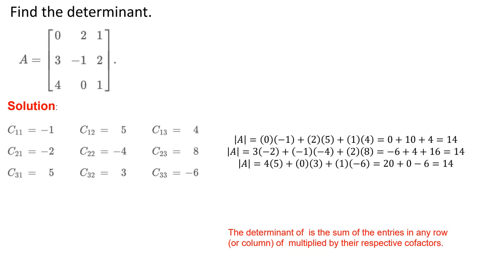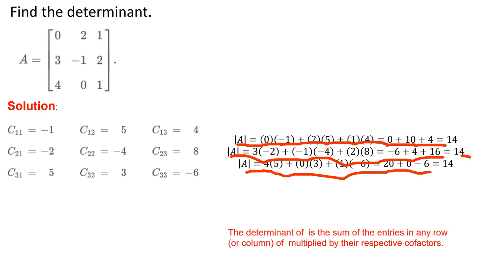So for example here, if I take this row here, I'm going to end up with 14. If I use the other one, I'm still going to end up with 14. And if I use the other one, I'm going to end up with 14. So once you do these, you're going to end up with the same number at the end.